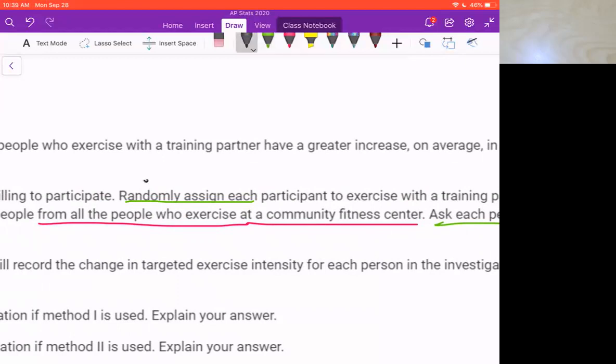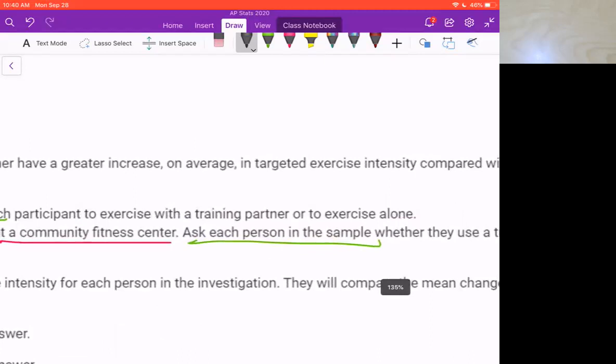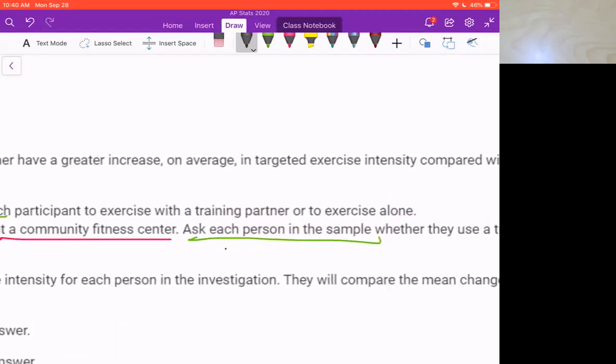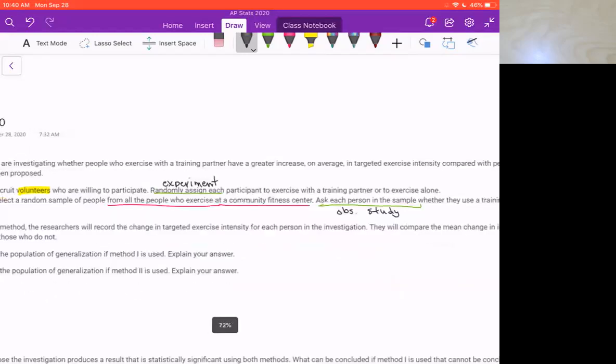It's an experiment. As soon as you randomly assign people, this is an experiment. Okay? The second one is not an experiment. Nobody was randomly assigned to, hey, you're going to be a part of this study, so we're going to make you, by random assignment, exercise for the next month with a partner. The second one was all choice. They were just asked whether they tend to exercise with a partner or not. So this is an observational study.